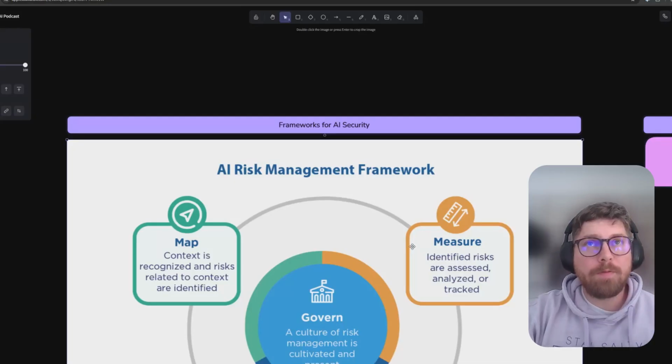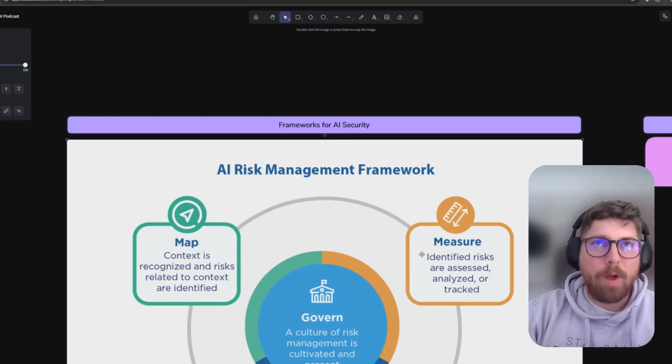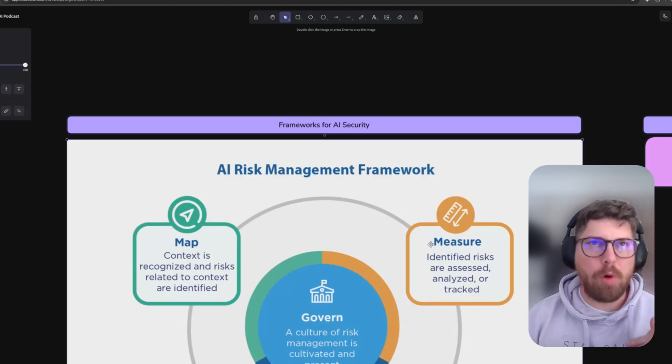Now, there are some frameworks already available for helping understand the AI security problem. I'm just going to touch on 3 of them. There are a whole bunch of them out there, and you should explore them too and see which ones resonate with you. But these are the 3 that I feel like at least help spell out the problem really well.